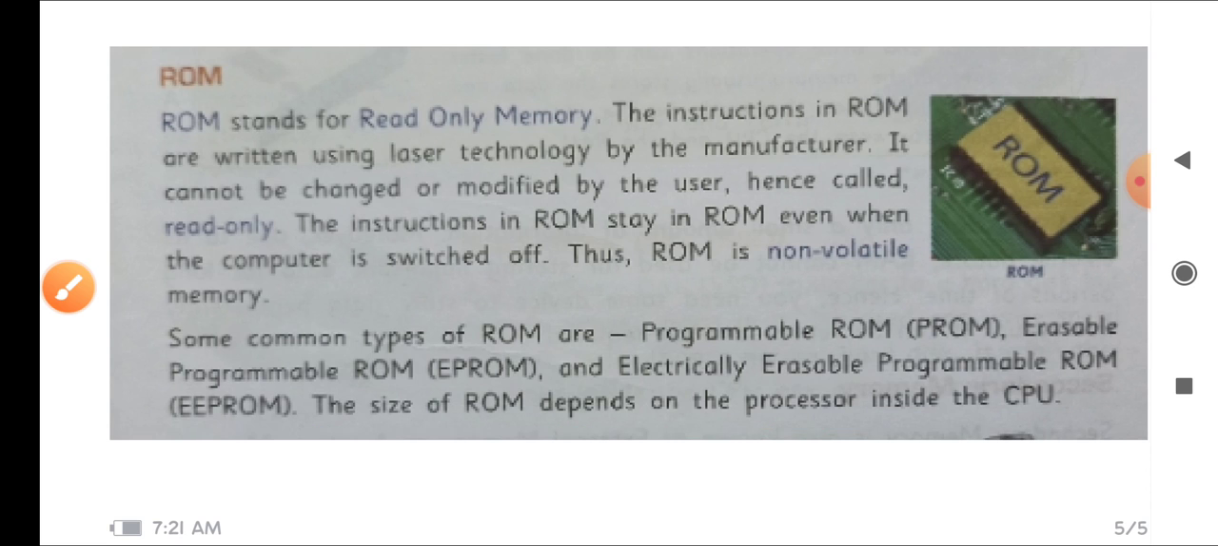The size of ROM depends on the processor inside the CPU. There is a processor in the CPU, and the capacity of the memory of the computer depends on it. As I told you, ROM does not have much memory; primary memory has a limited amount of storage. So the size of ROM depends on the processor which is there inside the CPU. According to the capacity of the processor, the size of the ROM depends.